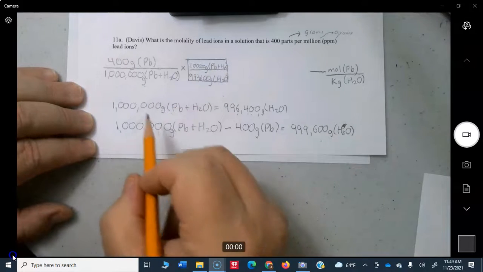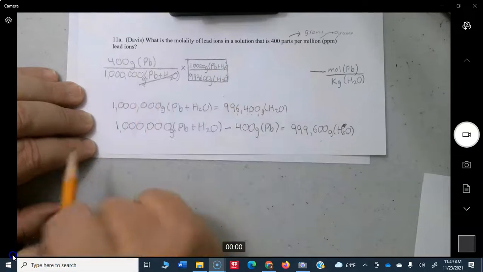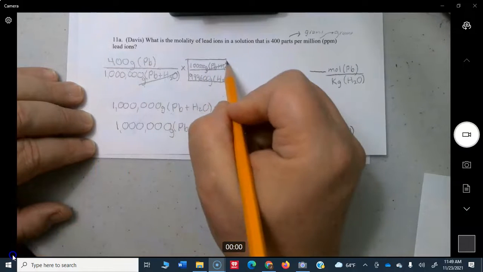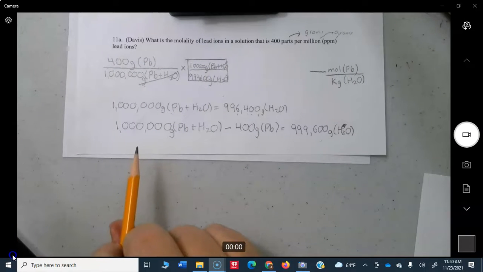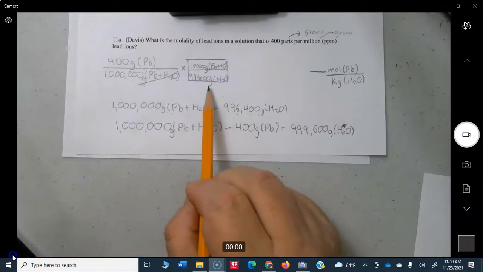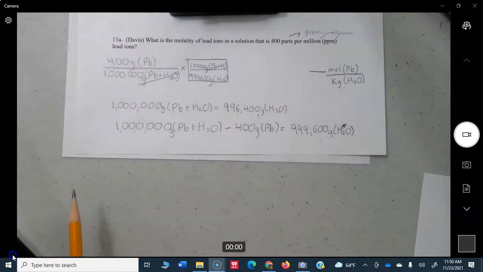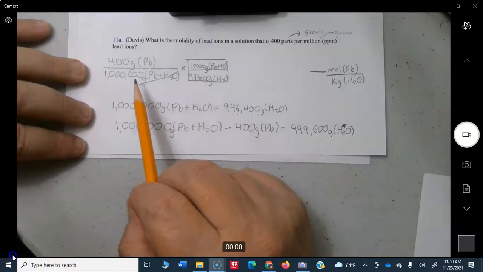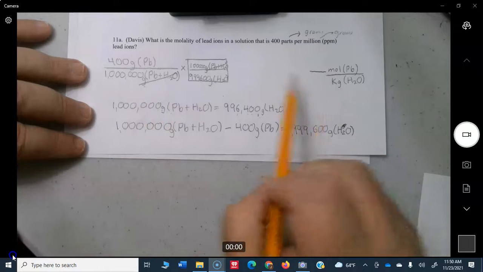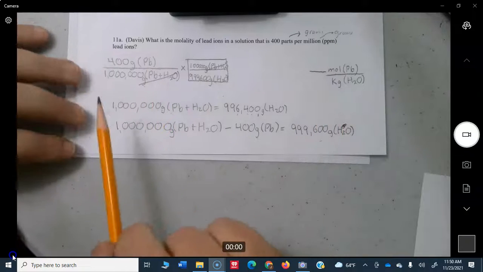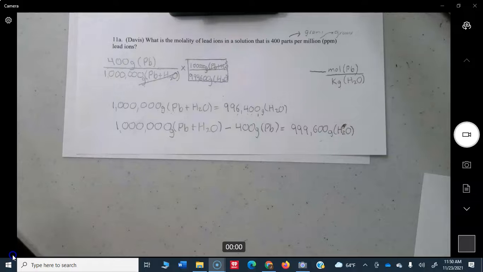Okay, so I have grams of Pb plus H2O down here. Cancels with grams of Pb plus H2O up here. So what I've managed to do is get grams down here in the denominator. Okay, now you can see what I'm doing now is I'm working on the bottom first. I kind of skip the top. Okay, we'll do the top second. Again, it doesn't matter which order you do it in.